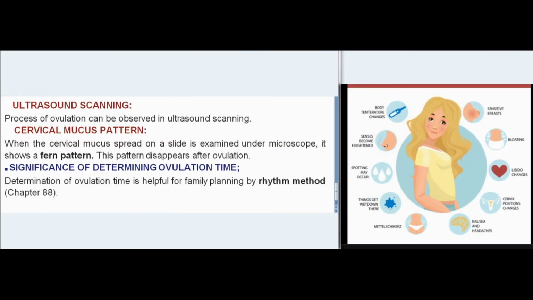Ultrasound scanning. Process of ovulation can be observed in ultrasound scanning. Cervical mucus pattern. When the cervical mucus spread on a slide is examined under microscope, it shows a fern pattern. This pattern disappears after ovulation. Significance of determining ovulation time. Determination of ovulation time is helpful for family planning by rhythm method, Chapter 88.